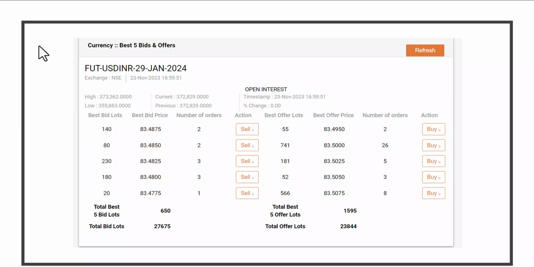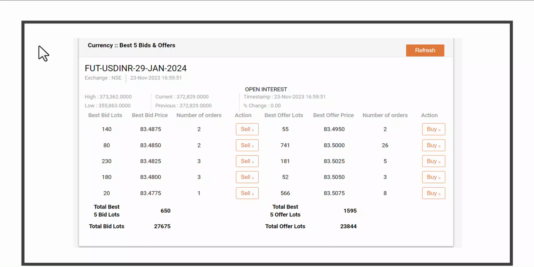And you see on the right hand side are the sellers. So somebody has placed an order to sell 55 lots at 83.4950. The person who has offered to sell at the lowest price will be sitting at the top. Now look at the two. Are they matching? No, because somebody wants to buy at 83.48 and somebody wants to sell at 83.49. That's why it's not matching.